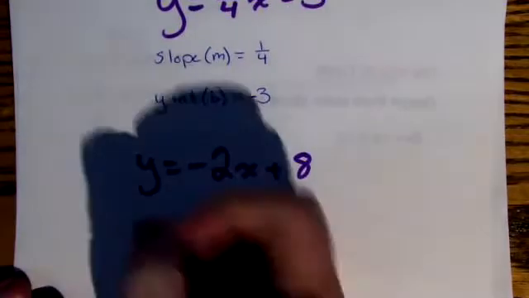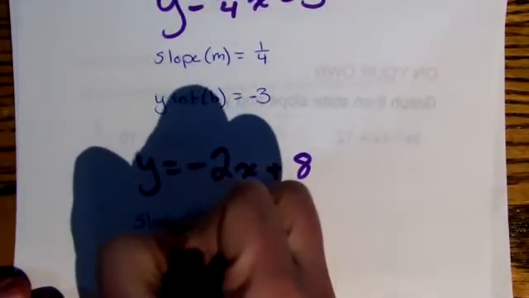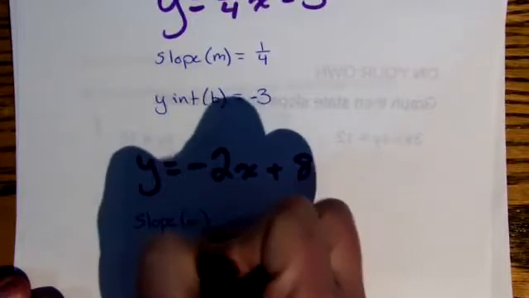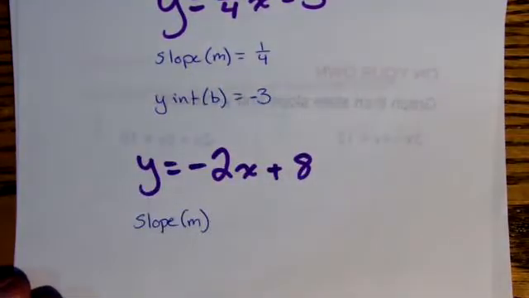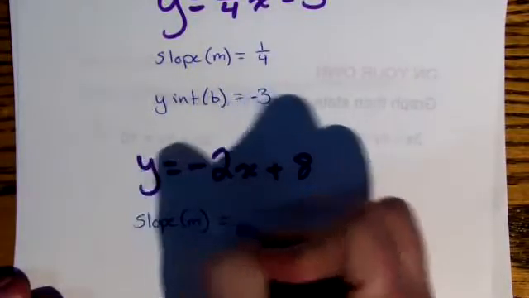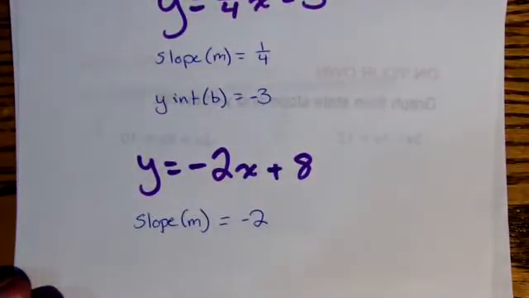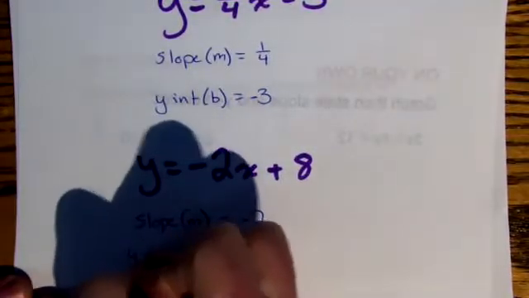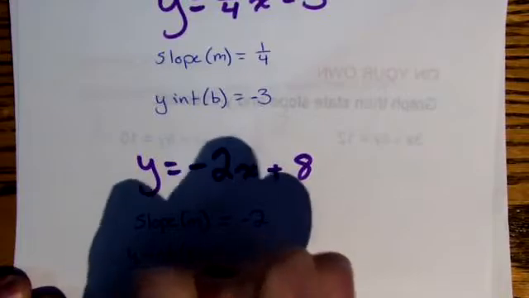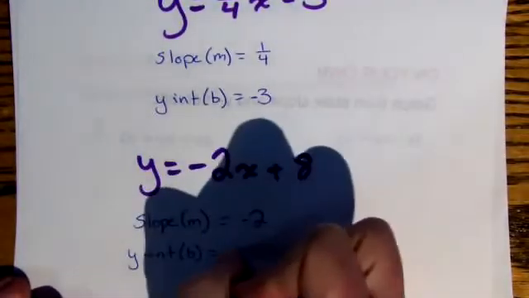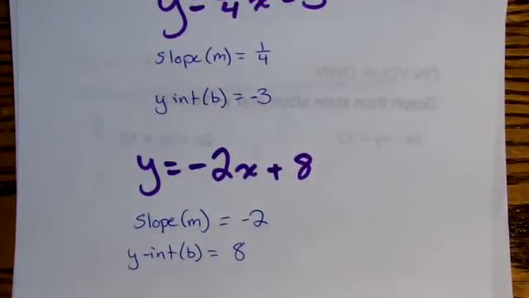And let's do one more. So what would be the slope here? Well, if we look, this number is attached to the x. It would be -2, because there's a minus sign with it. And what is our y-intercept, or our b? Well, it would just be 8. Pretty simple stuff. M, slope, is attached to the x. Y-intercept is the constant by itself.